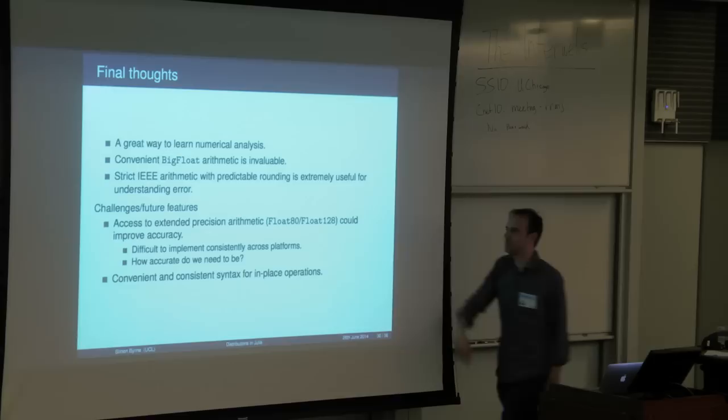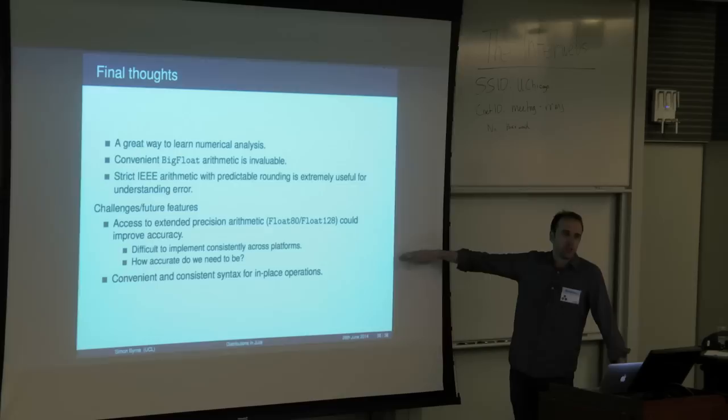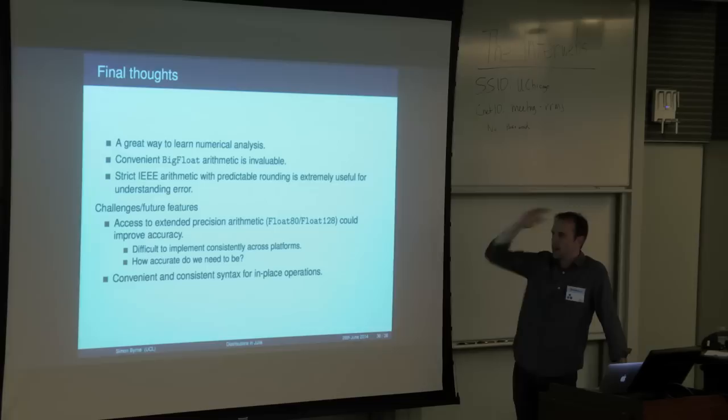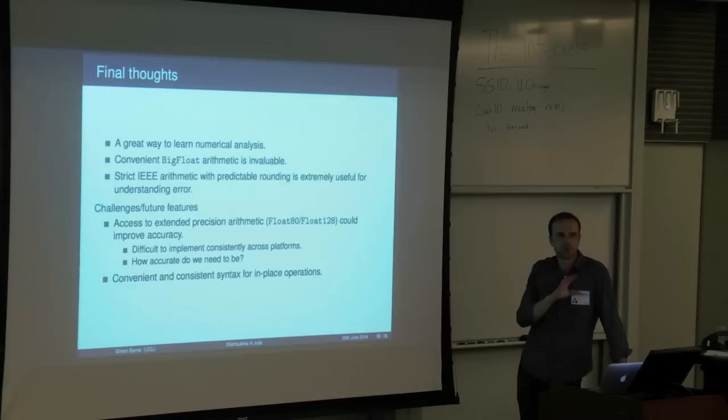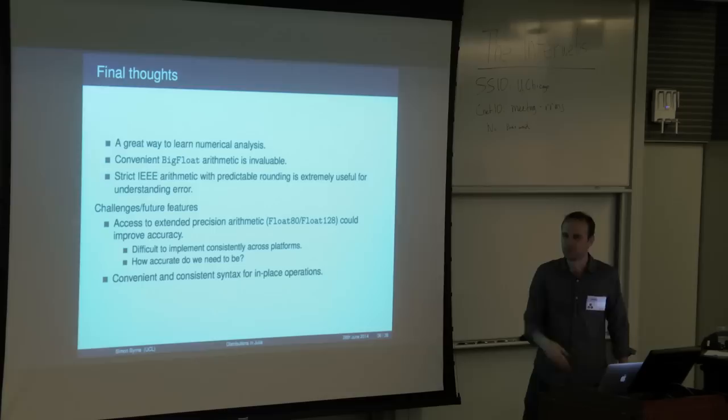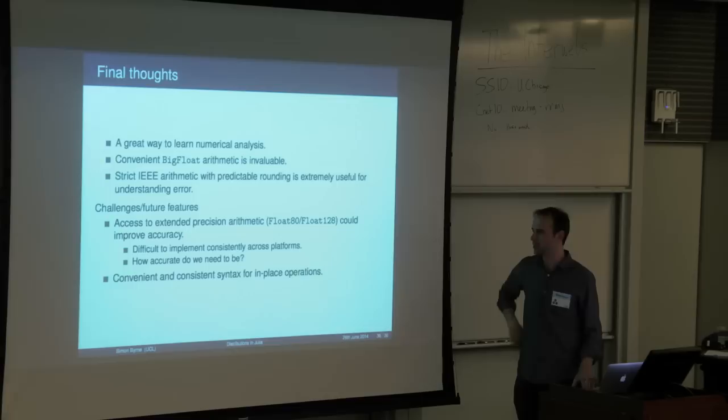But it also comes down to a decision about how accurate these functions should be and how much time we should spend on them. And one thing, particularly for multivariate distributions, is a convenient, consistent syntax for in-place operations. At the moment, we've got all these exclamation mark operations, which are getting a bit unwieldy. Often you can't use nice arithmetic operations if you're trying to do everything in place. So, that's it.